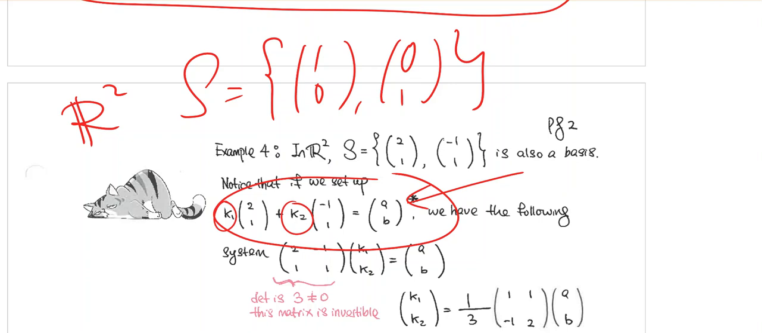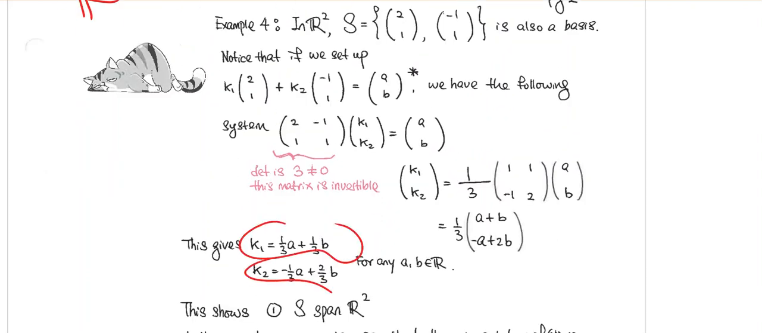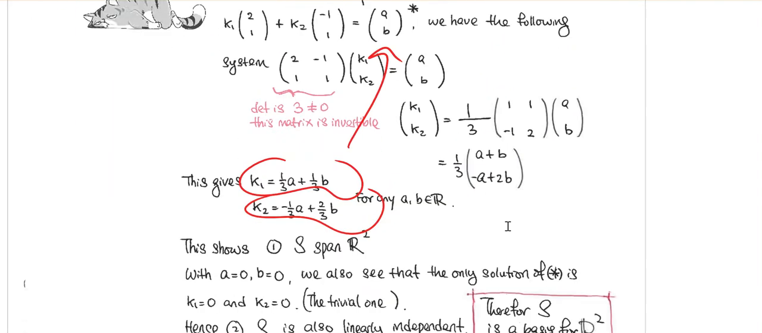Solve for K1, K2, though do not solve for A and B. If you solve for A and B, I will be very upset. Okay, so solve for K1 and K2, and you can see, hey, we do have the K1 and K2 that can do this job. Therefore, it spans.